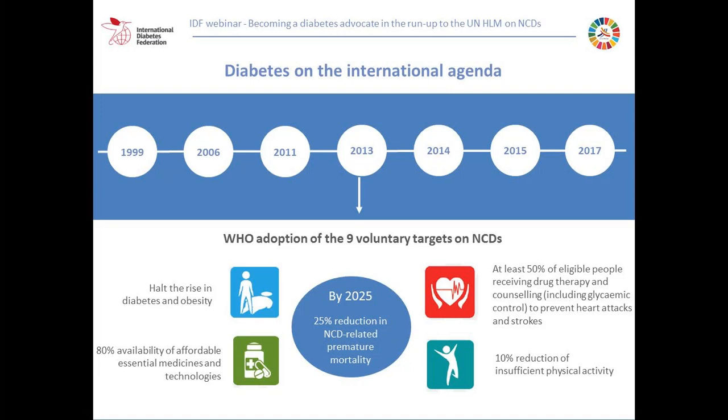Another of the voluntary targets is that at least 50% of eligible people receive drug therapy and counseling, and that includes glycemic control to prevent heart attacks and stroke. So, of course, cardiovascular diseases, CVDs, are quite a common complication related to diabetes. So this is another very important target for us. And the last one is a 10% reduction of insufficient physical activity. So, of course, we know that physical activity is not very prominent in our societies. People tend to be more and more sedentary. So this 10% reduction is the target by 2025.